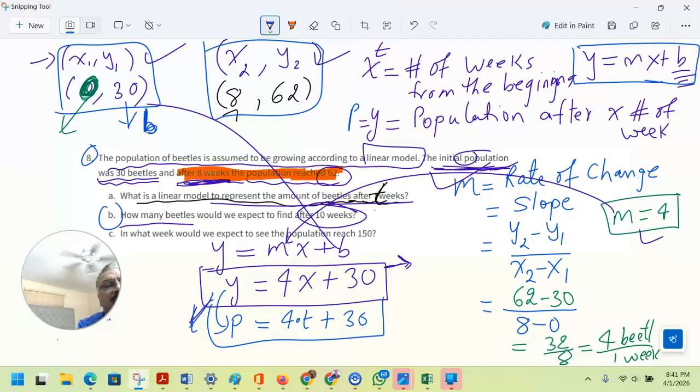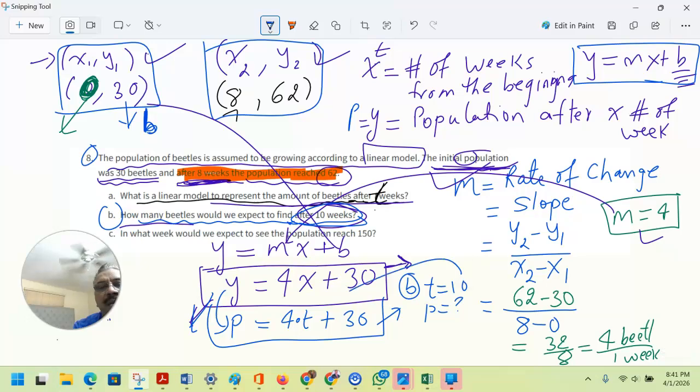The second question is, how many beetles will we expect after 10 weeks? So question number B says, when T is 10 weeks, what is P? What is P? Question mark. So all you do is take this 10 and put it right here. So your population is 4 times 10 plus 30. And if you do a little calculation, this is 40 plus 30, which is 70.